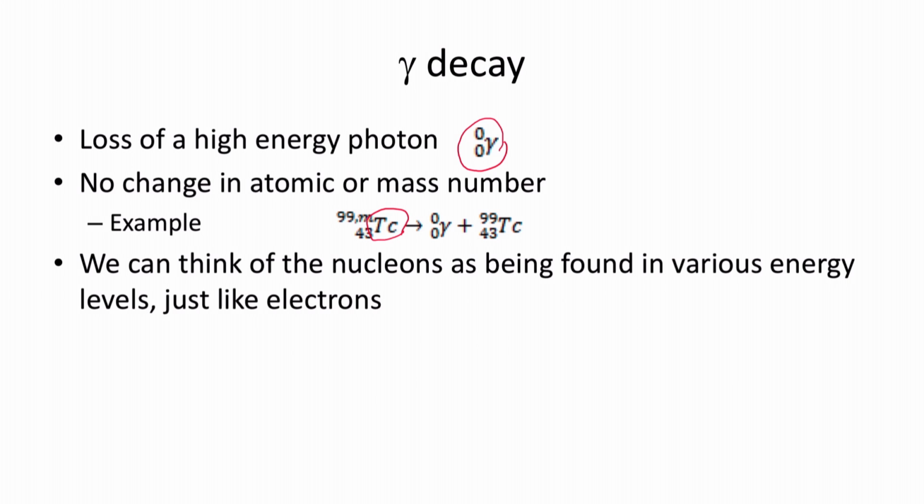Technetium-99m, which is kind of square in the middle of the periodic table, can undergo gamma decay to form technetium-99. And you say, wait, this doesn't really make sense either, because on the left side, it's technetium-99. On the right side, it's technetium-99. I didn't change the mass. I didn't change the charge. I didn't change anything. What the heck did I change?